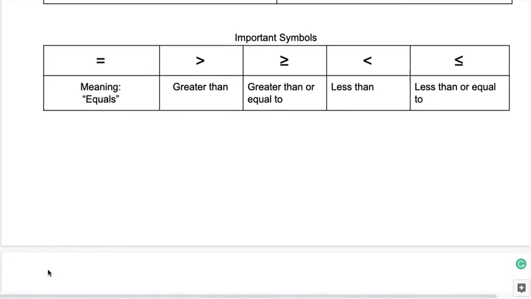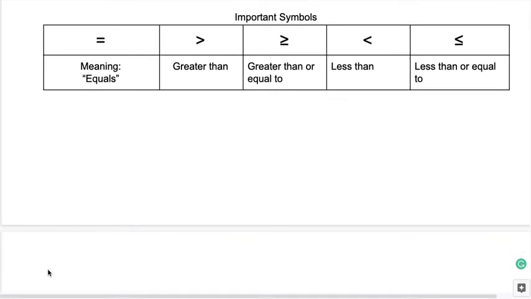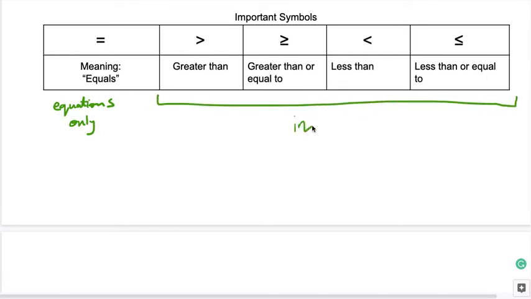So the important symbols. This first symbol, the equal symbol, we use exclusively for equations. So that's for equations only. But everything here is for inequalities. Okay, so they're greater than, or equal to, less than, or equal to. So these are the important symbols that we use. You may have seen these before in previous years.